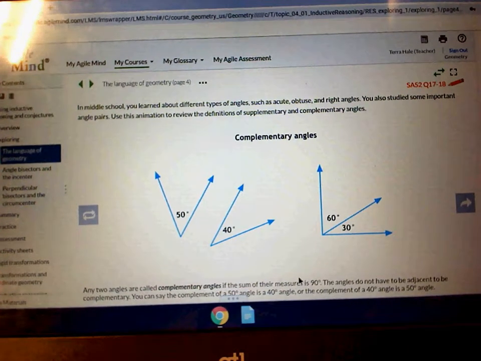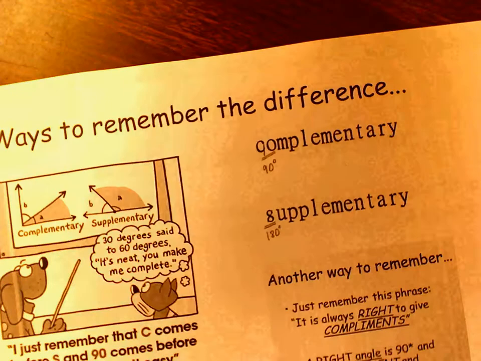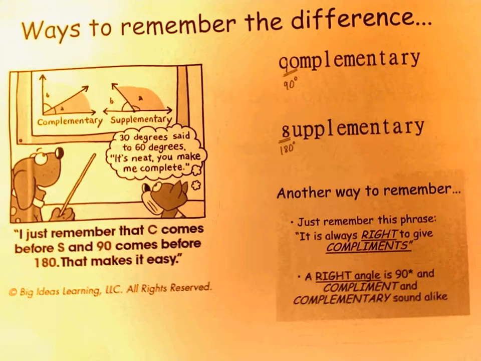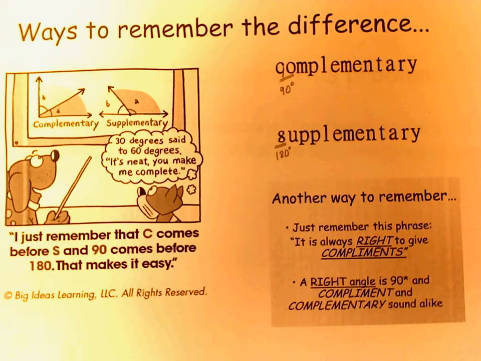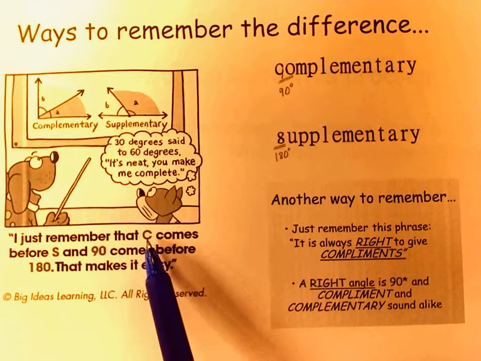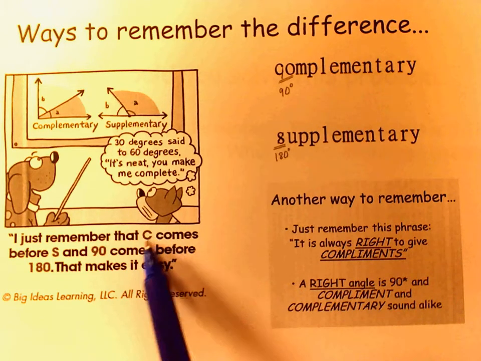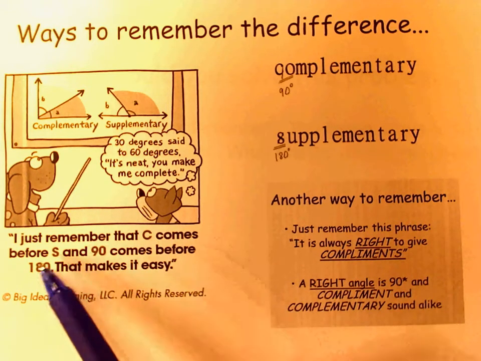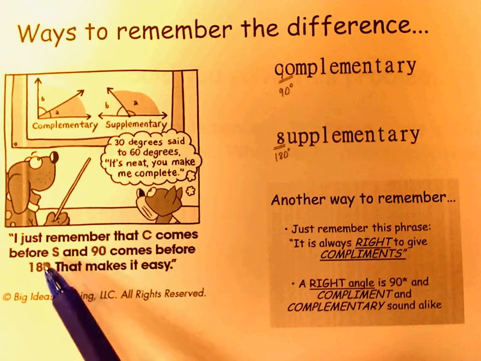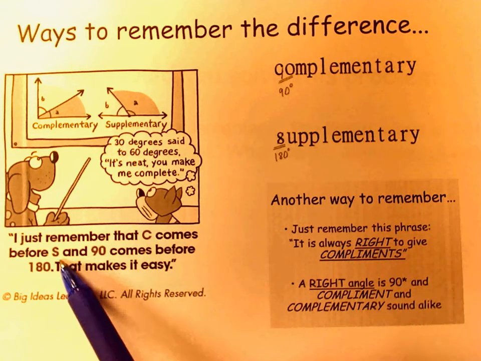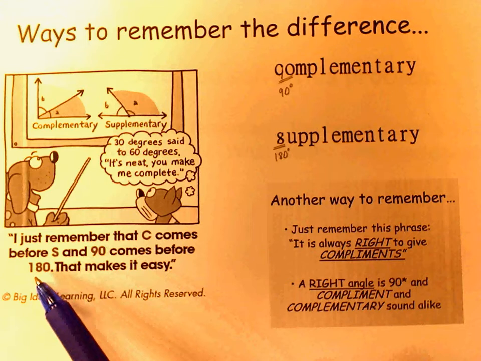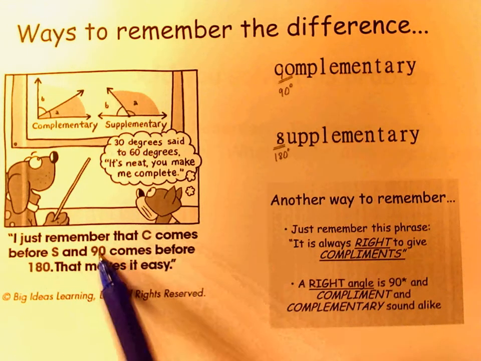Okay? So, a couple more things to talk about is just how do you remember the difference between complementary and supplementary. So I have a couple of tricks here to help you. So one is just because of the fact that the letter C, which is the starting letter of complementary, comes before the letter S for supplementary in the alphabet. And so then you can think numerically. 90 comes before 180. So C goes with 90, S goes with 180.